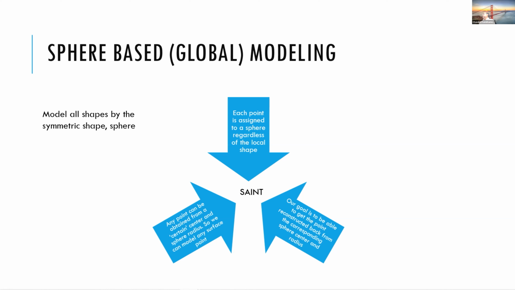Okay, isn't that what sculpture does? Just that, right? So our goal is to be able to get the point reconstructed back from the corresponding sphere center and radius. We all know we can get it back. Polar angles. Any point can be obtained from a certain center and sphere radius, so we can model any surface point. Is it lossy or lossless? It's lossy, right? Okay, we are missing points, but if you use more spheres, you get more accuracy.